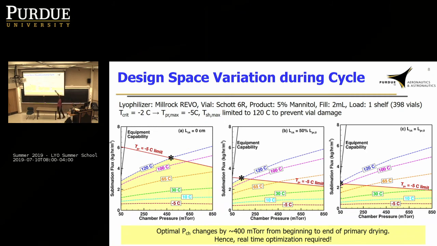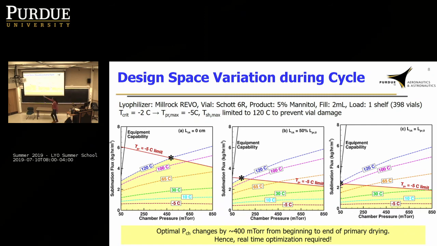Now these dotted lines are isotherms for different shelf temperatures. So if you operate at say -5 degrees Celsius, this is how your sublimation flux is going to vary with the chamber pressure. Each of those values represents a particular shelf temperature. So what this plot tells you is your safe design or safe operating zone is this yellow zone, because you want to be below the critical product temperature, and then you want to be on the right of that equipment capability.